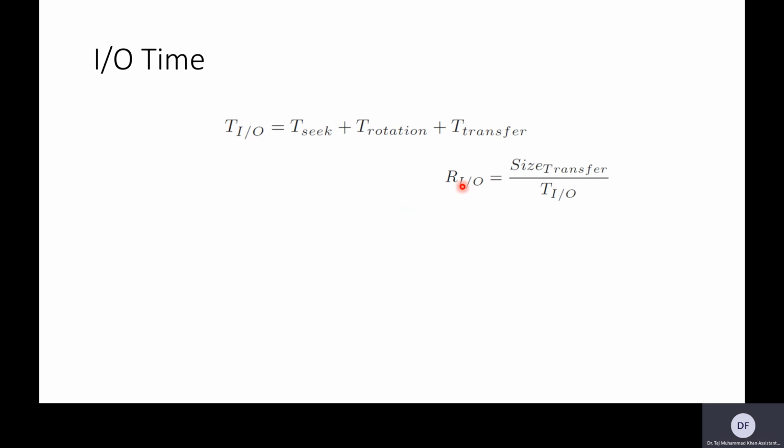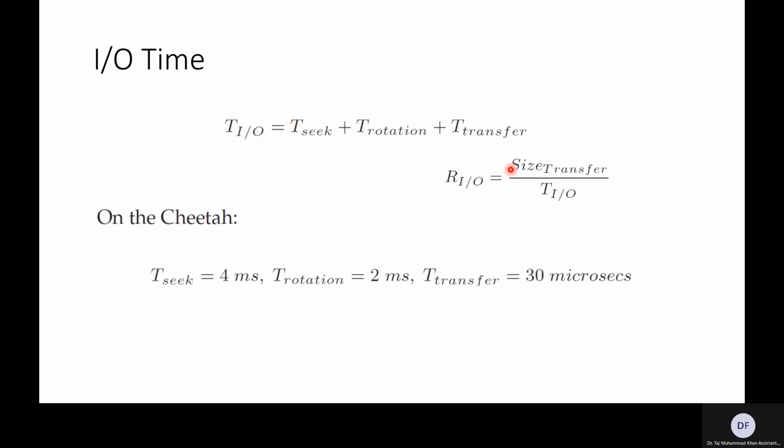The rate of I/O is the size of the transfer, the amount of data that you want to transfer, divided by the time it takes to make this transfer. It will give you the rate of I/O for each I/O operation. On Cheetah, the average seek time was given to us as 4 milliseconds. The average rotation time we calculated from the RPM given to us is 2 milliseconds, and the transfer time is about 30 microseconds.